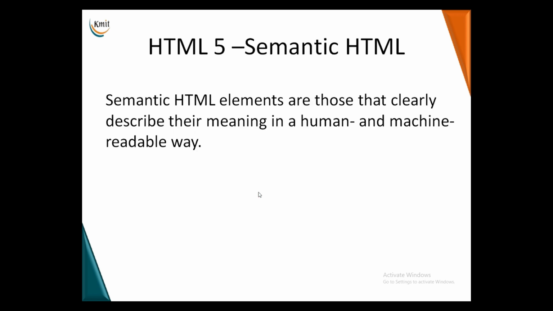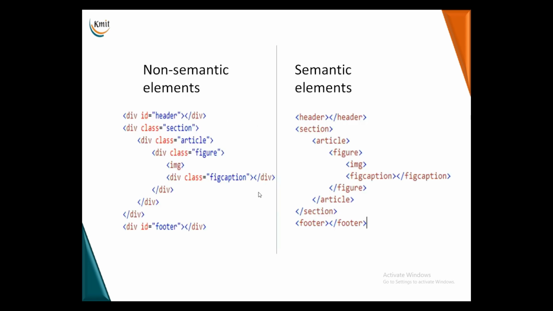Let's go ahead more. Basically, HTML5 elements we call semantic HTML because the name itself tries to tell us clearly, describing their meaning in a human and machine readable way. This is the major difference. Div is a partition where we differentiate what section comes under what, whereas in semantic elements we use proper names for them. Header part, section, articles, figure, image, likewise.